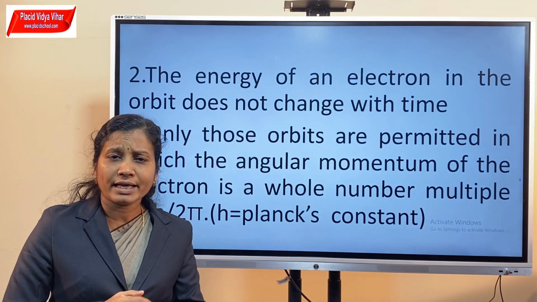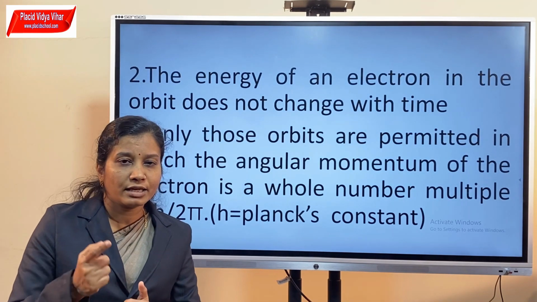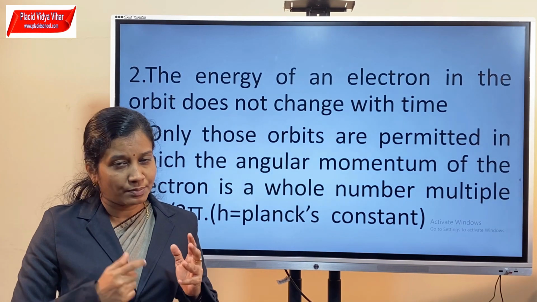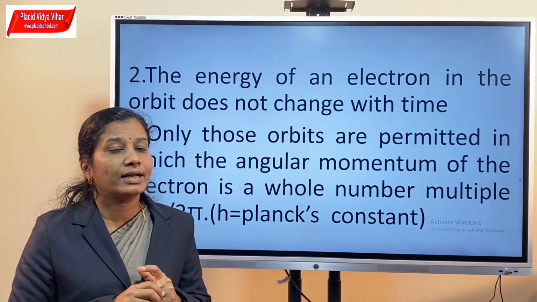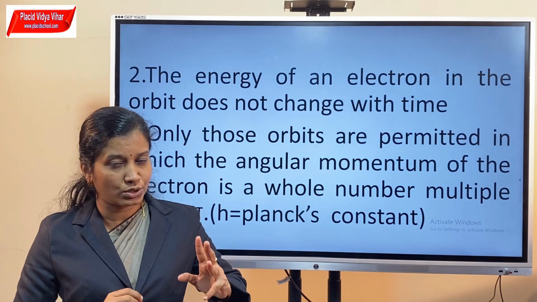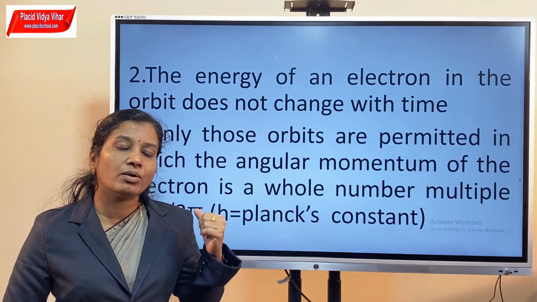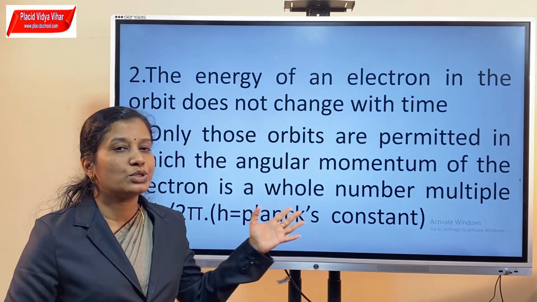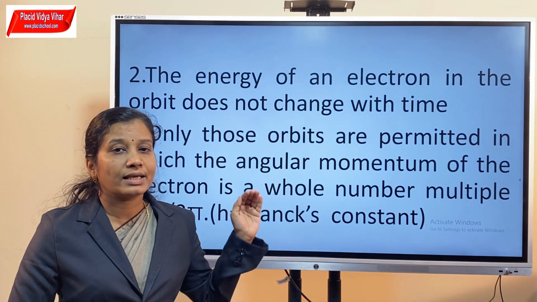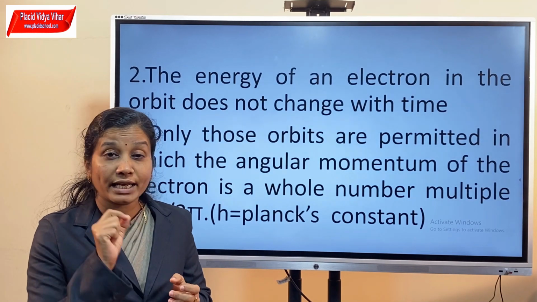So that means, like any other moving body, the electron also moves in a circular path. You know that the electron has mass m, and suppose the velocity is v and the radius of the orbit is r. So the angular momentum is mvr, mass into velocity into radius, and this angular momentum is a whole number multiple of h by 2 pi. So we can say that mvr is equal to nh by 2 pi.